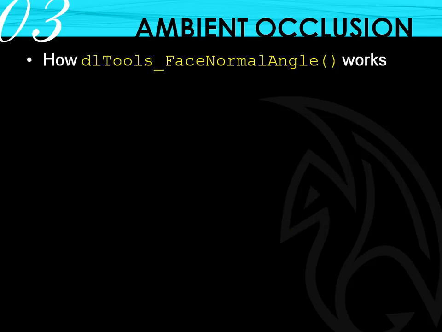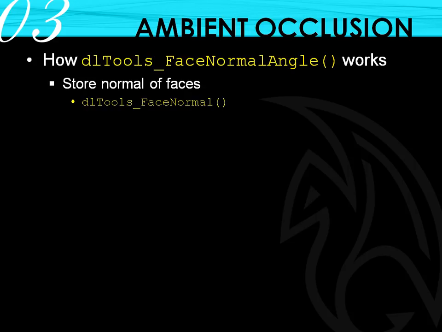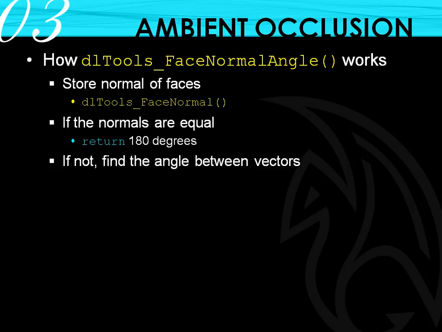So let's see how this tool works under the hood, taking into account everything that we've learned up to now. So first we store the normal of the faces, and to do that, of course, we're going to use the tool that we created originally, the one with the tokenize, called DL tools _ face normal. Then if the normals are equal, we're just going to return 180, because if the two normals are exactly the same, there's no question that they're both pointing in the same direction, and therefore that it should be 180 degrees. If not, then we have to find the angle between the vectors.